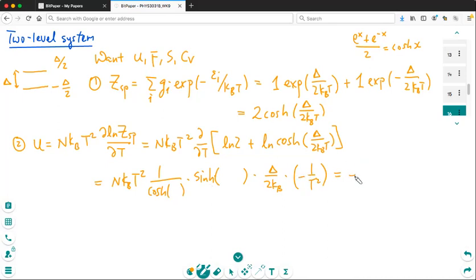And the end result is, so there's a minus. Don't forget this minus. And delta over 2, and then hyperbolic tan. I hope I haven't made a mistake here. So let's see. kBT squared is gone. This is N over 2. This is delta here. Sinh over cosh. It's correct, right, guys?